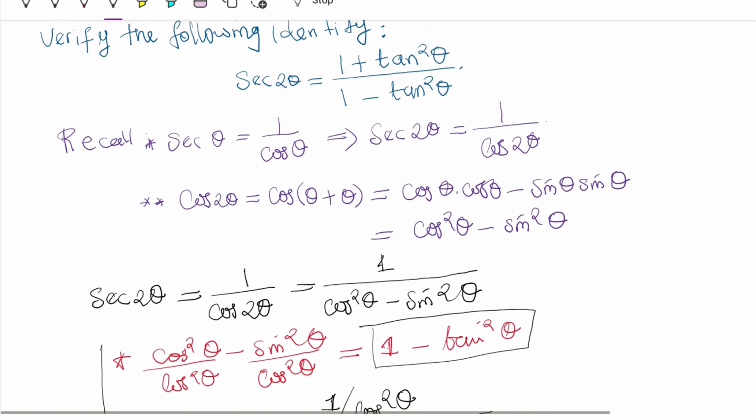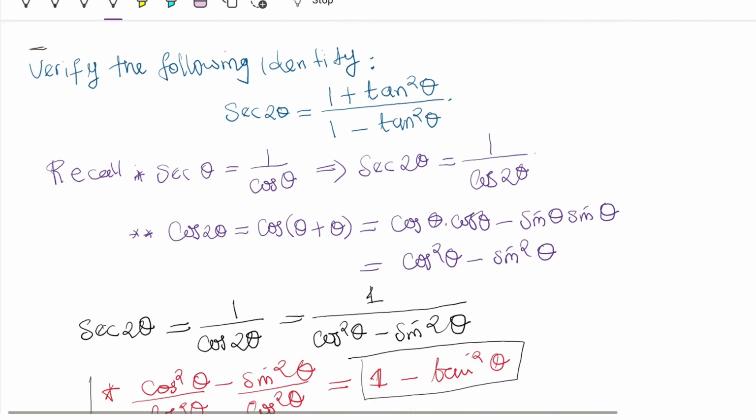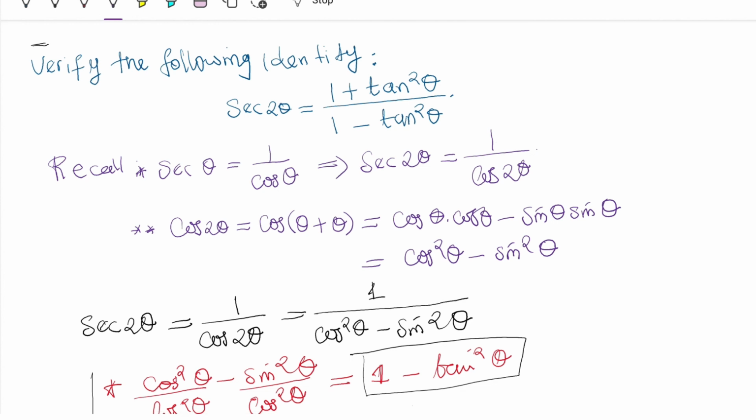But what are we looking for? This is what we were looking for. We wanted to verify that sec 2 theta is equal to 1 plus tan squared theta over 1 minus tan squared theta. So what is the idea once again? I looked at sec 2 theta and I just manipulated this sec 2 theta to come up with 1 plus tan squared theta divided by 1 minus tan squared theta. All right.